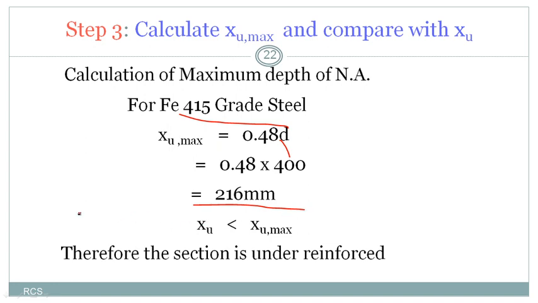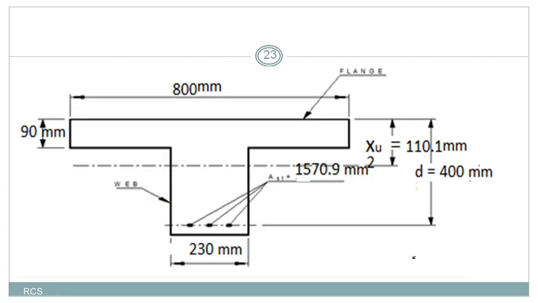Now your Xu is somewhere around 110.1, and your Xu max is this. Now what is the relation? 110 is less than this 216 mm. So we can say our section is an under reinforced section. For the under reinforced section, how do we calculate the moment of resistance?